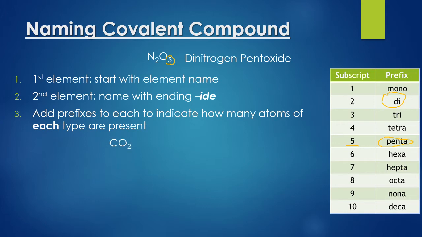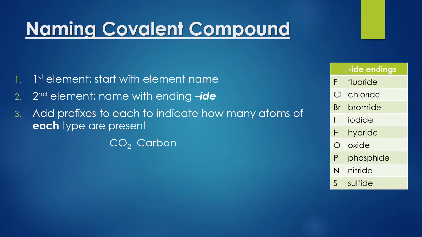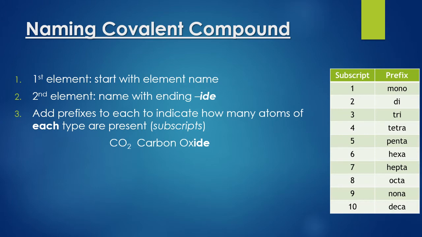Let's try another example, CO2. Start by naming the first element. So C is carbon. Second step, name the second element, but add an IDE ending to it. So the second element is oxygen, so oxygen becomes oxide. Last but not least, we're going to add prefixes to each to indicate how many atoms.